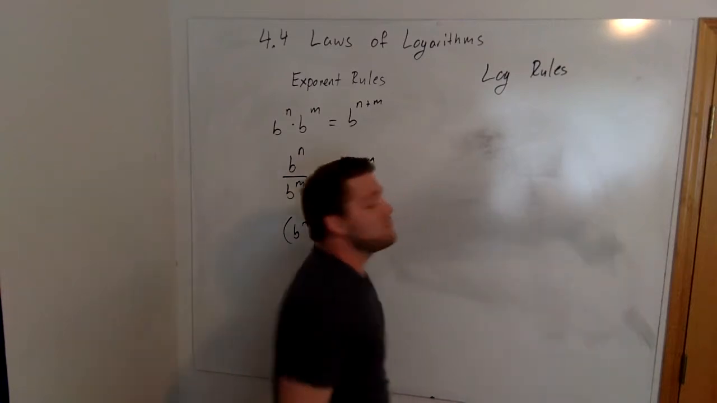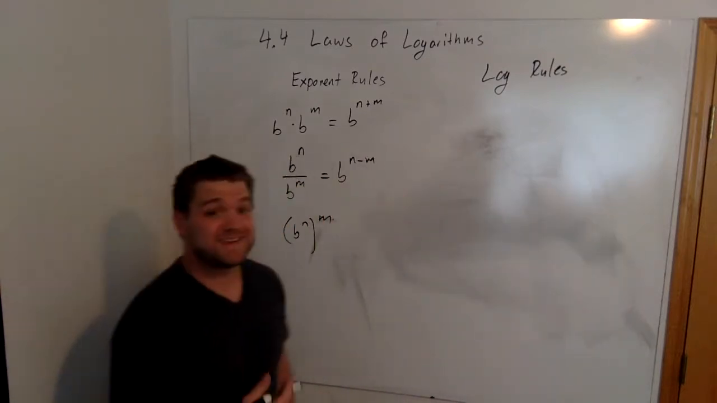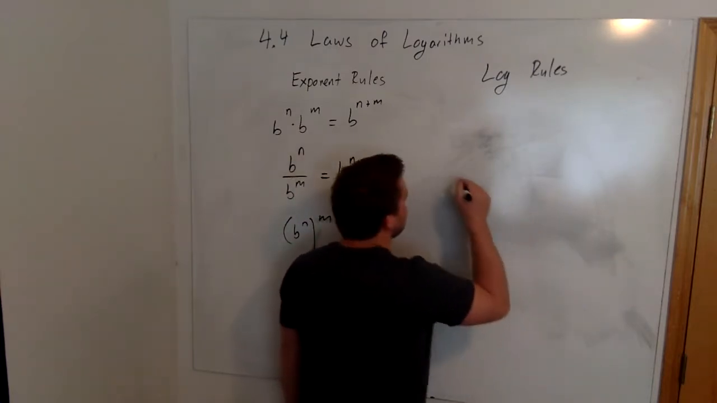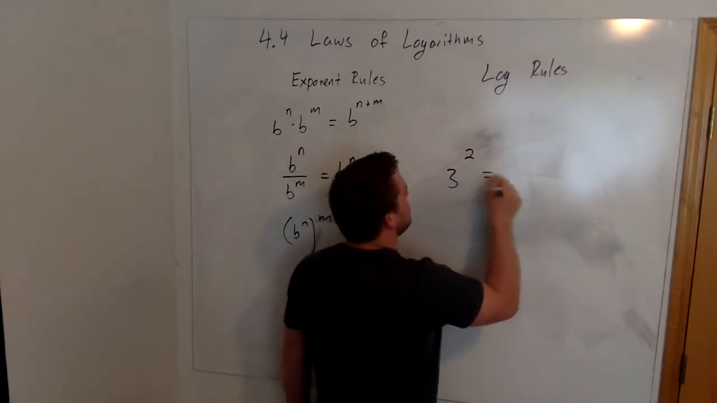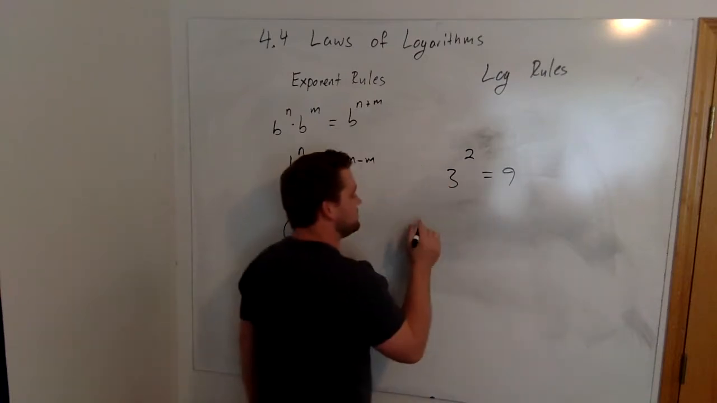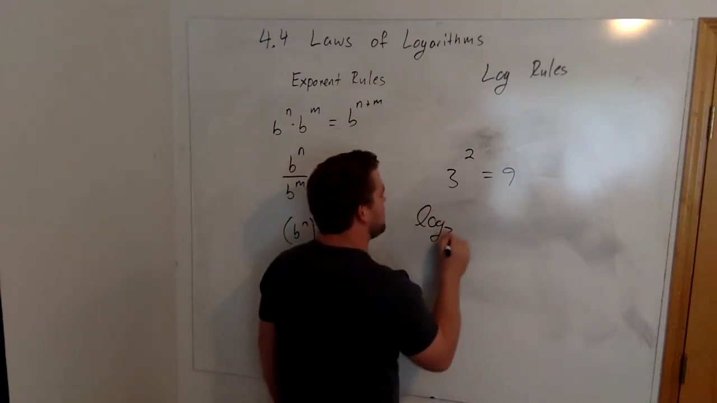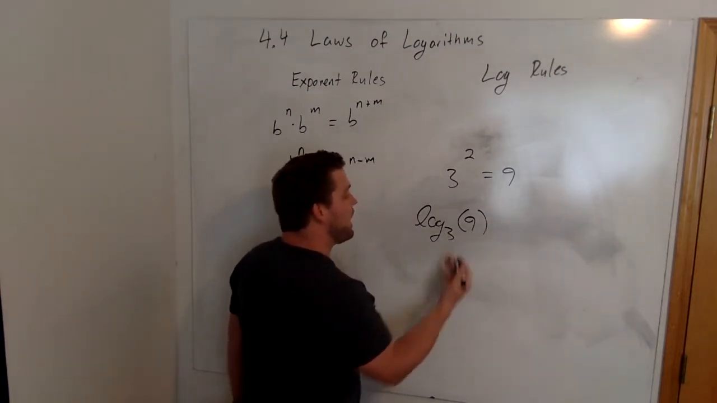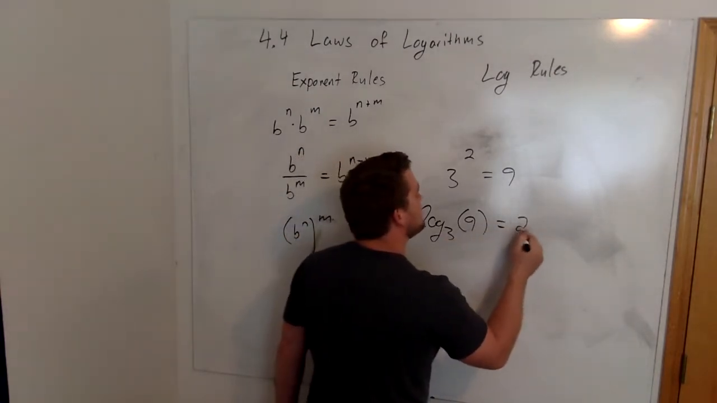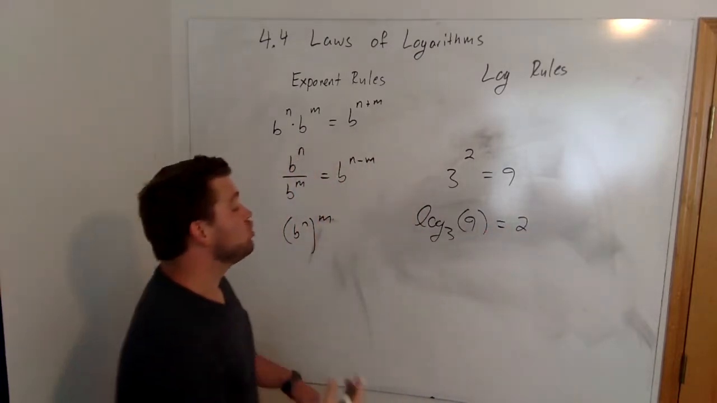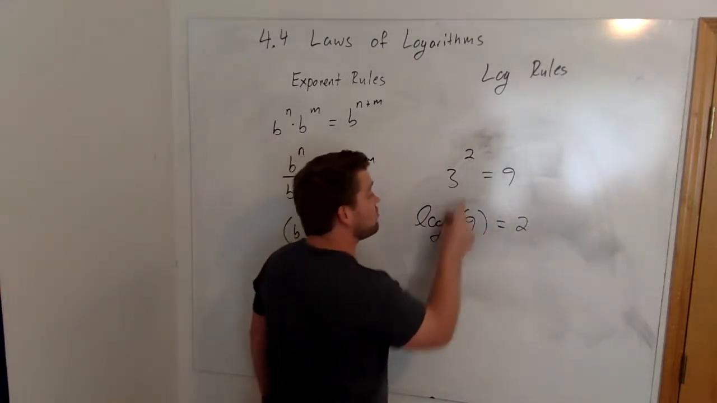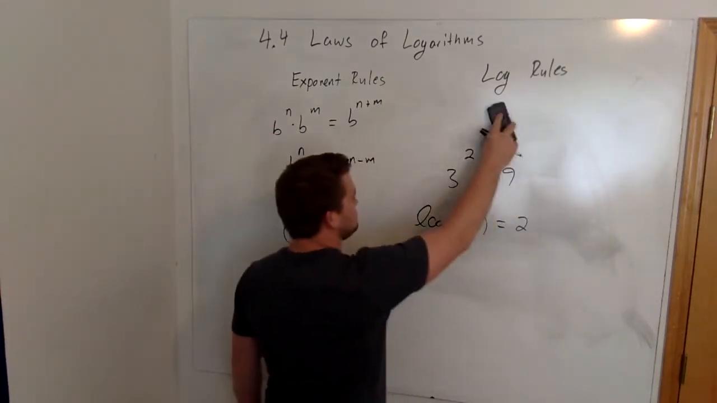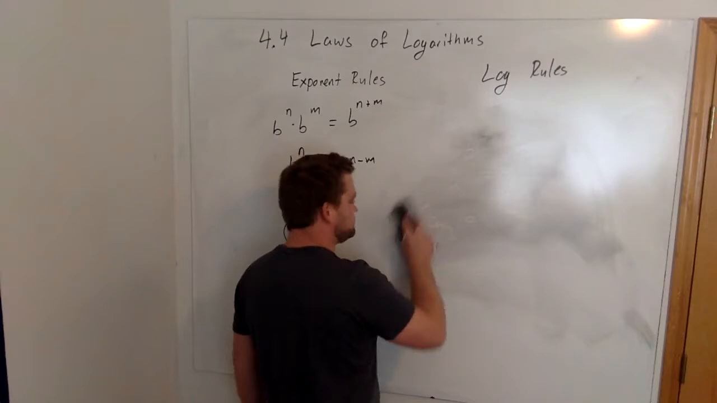Now, the one thing you should remember is that a log really is an exponent. For example, if we say 3 squared is equal to 9, this is equivalent to saying log base 3 of 9. This reads, 3 to what power gives you 9? 3 to the power of 2 gives you 9. So what are logs? Logs are exponents. That's what they are. Okay, so I'm going to go ahead and erase this. It's a good thing to think about.